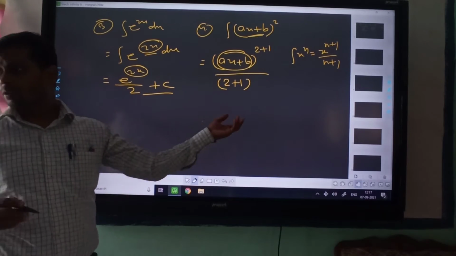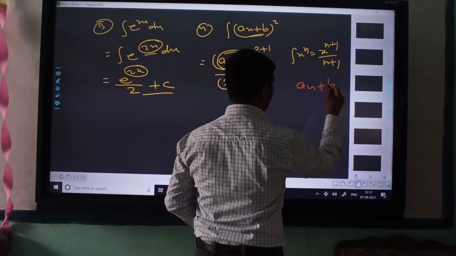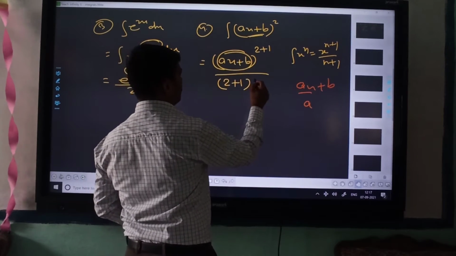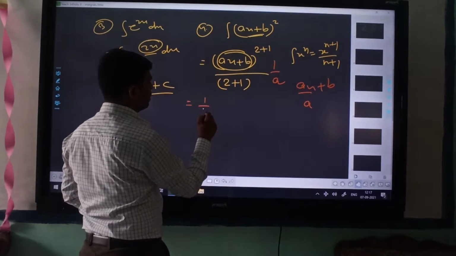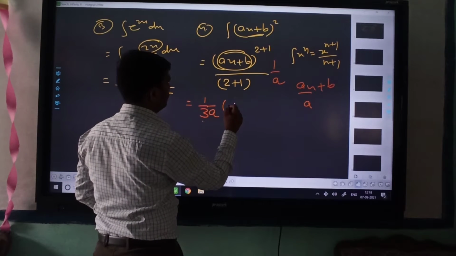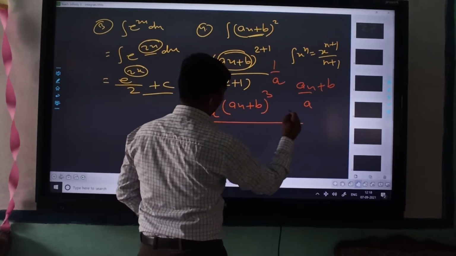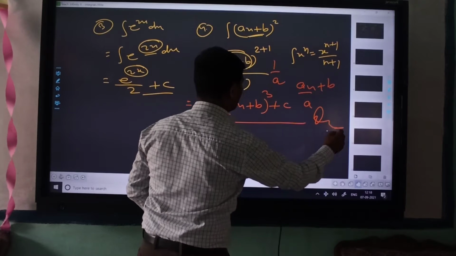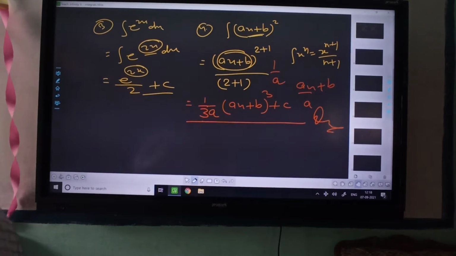You will differentiate this, and the differentiation of ax plus b is what? a. Is it okay? Then you will divide by it, that is, multiply by 1 upon a. That means you will write down 1 upon 3a into (ax plus b) raised to the power 3 plus c. So this is the answer of this question. I think it is clear to you all. We are moving to the next question.